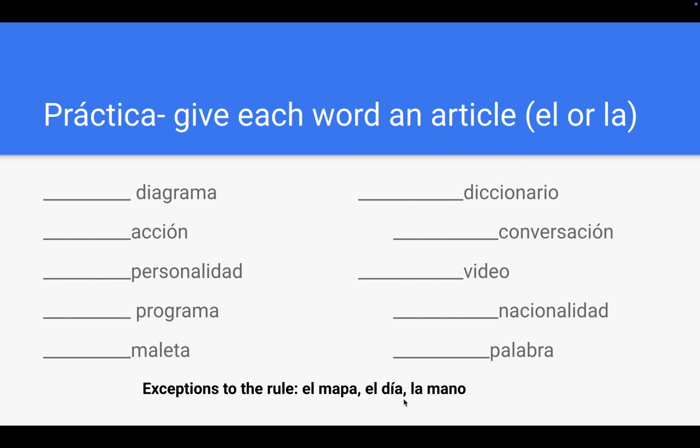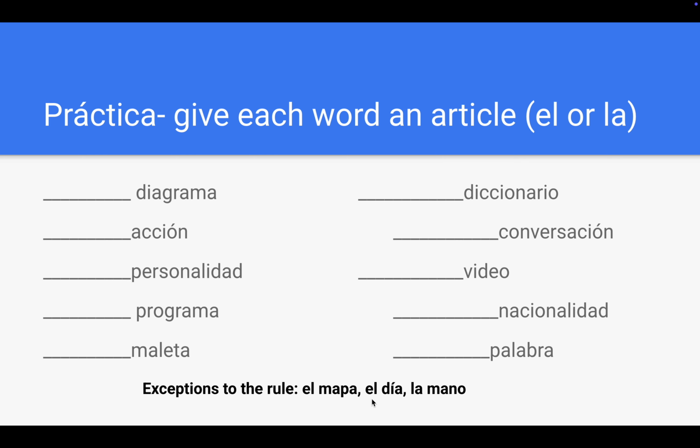These are some common words down the bottom that are exceptions to that rule. Mapa ends in an a, día ends in an a, so you would think, according to the rule, they should be feminine, but they're not. These ones are exceptions to the rule, and I include these here because they're pretty common words. Mapa, especially if you're traveling or asking directions. A map is a common word used in Spanish, but it's masculine. It's el mapa.